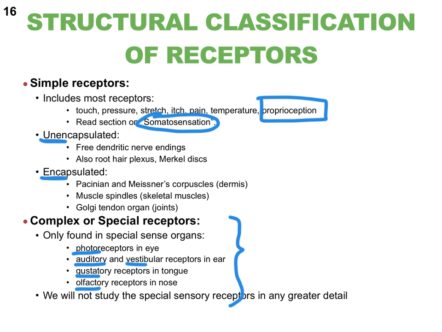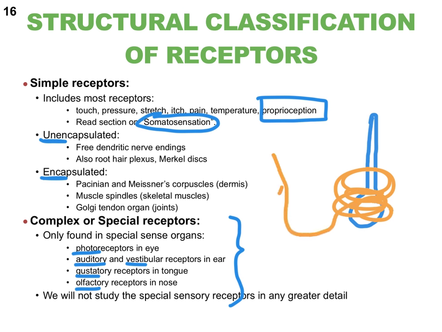But you can definitely visualize a root hair plexus. If I draw a little hair follicle like so, then around the bulb here would be the beginnings of your sensory neuron, which would then go into the central nervous system. All right. So this would be the root hair plexus that wraps around a hair follicle, and that would be an example of an unencapsulated simple receptor.